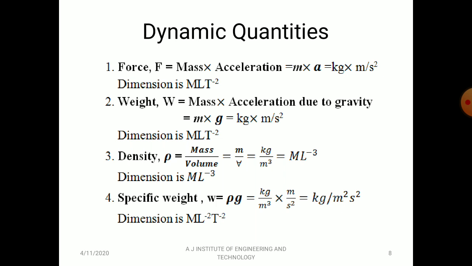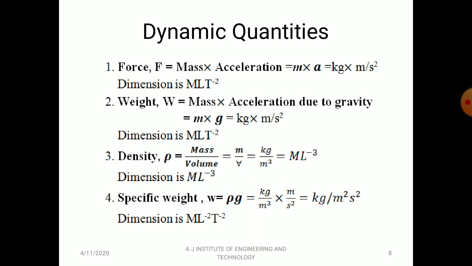Then second one is weight, that is represented by capital letter W, that is given by mass into acceleration due to gravity, so small letter m into g. Unit for weight is kg meter per second square. So dimension becomes M L T to the power minus 2. Third one is density, that is represented by symbol rho, that is given by mass by volume, so equal to m by v. Unit of mass is kg, unit of volume is meter cube, overall unit becomes kg per meter cube. So density has dimension M L to the power minus 3.